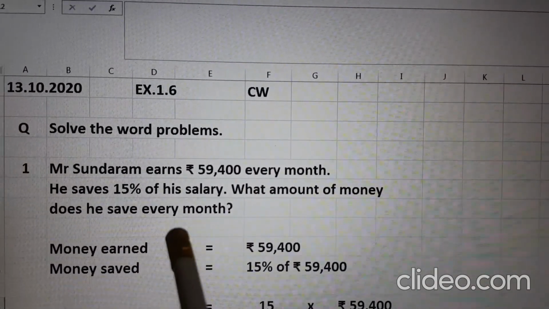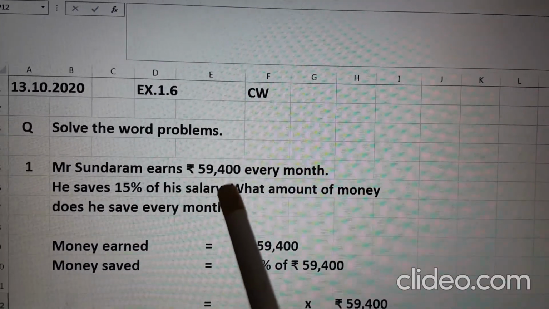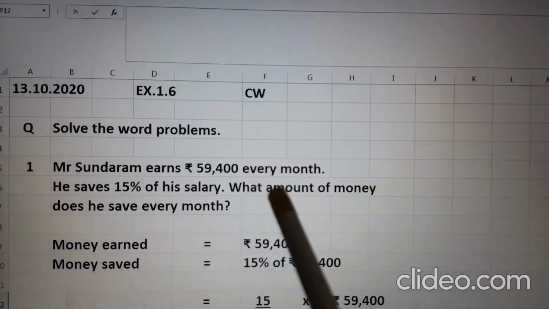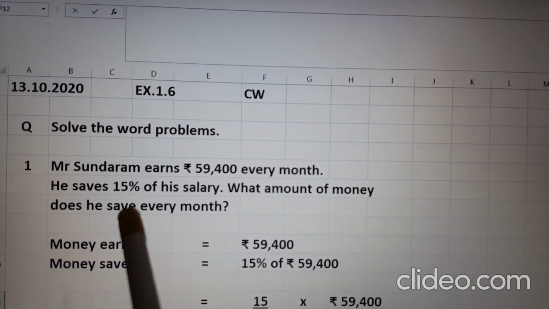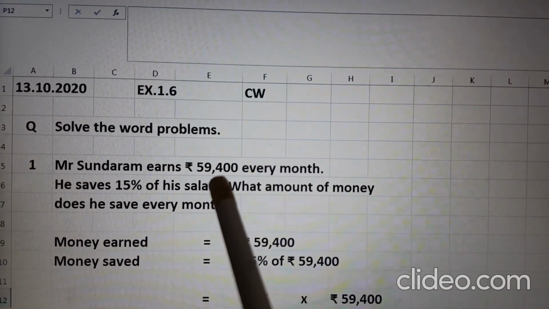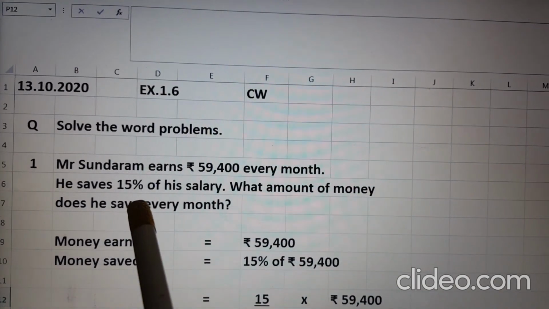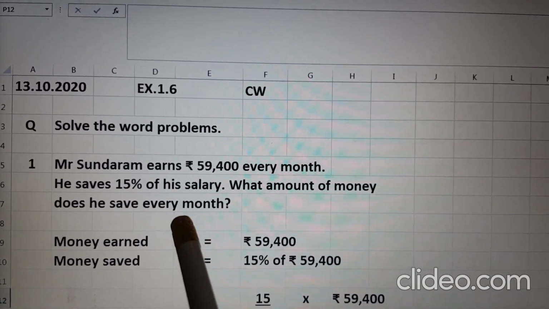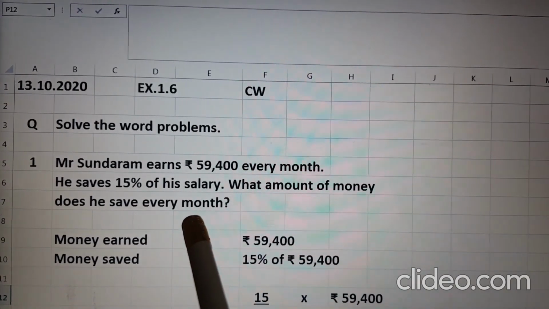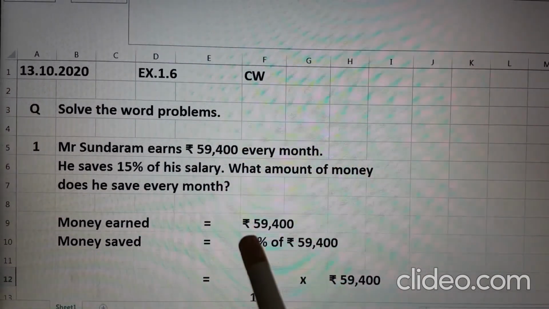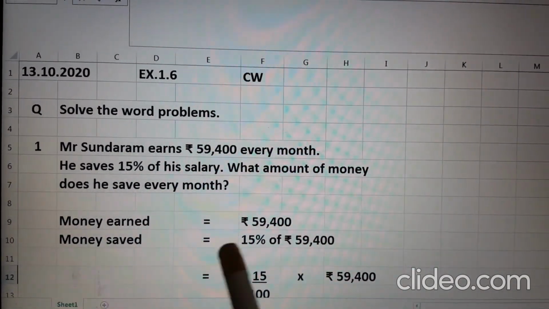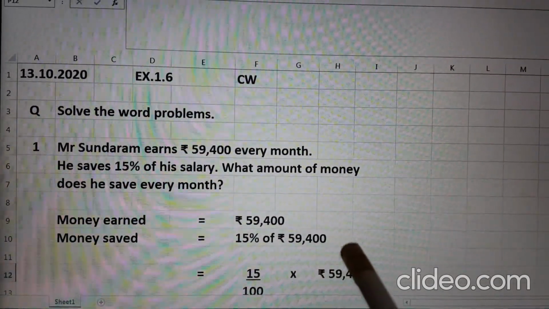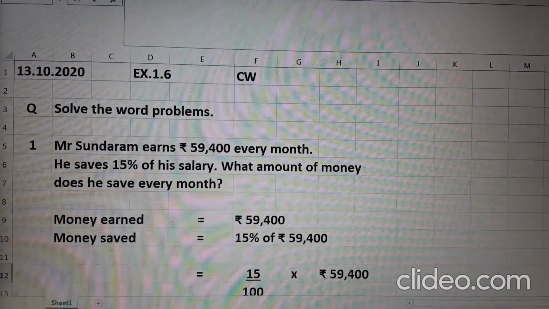Now understand the question. Mr. Sundaram earns 59,400 every month. हर महीने वो 59,400 earn करते हैं and 15% of his salary means 59,400 का 15% he saves. तो what amount of money does he save? हर महीने कितना amount वो save करते हैं? Let's find out. Money earned is 59,400. Money saved is 15% of rupees 59,400. So how to do this?